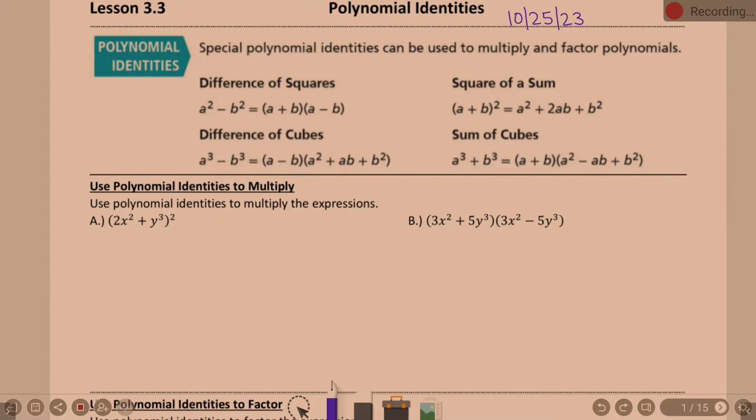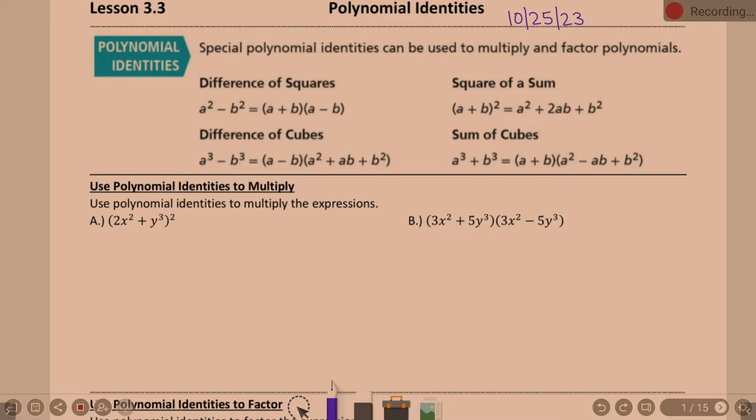3.3 talks about, they call it polynomial identities. It gives us the opportunity of different ways to multiply or factor special types of polynomials. Okay, so pretty much, technically on all of these, I'm going to show you some shortcuts, some workarounds, but that doesn't necessarily mean you have to use them. When they talk about polynomial identities, it's kind of looking at formulas in a way. You can use them, or you can go back to what you already know.